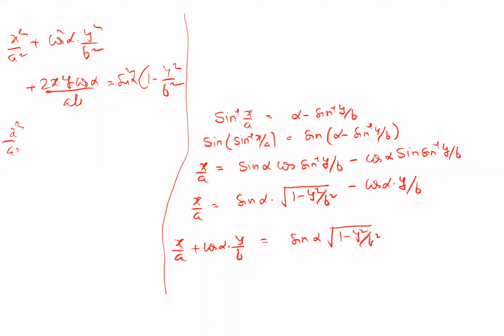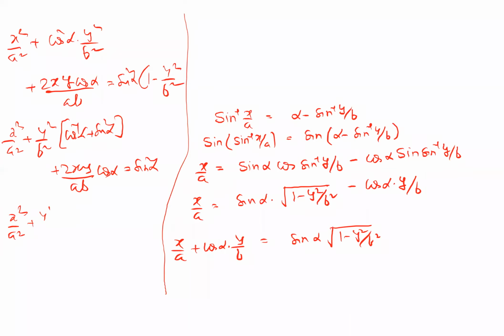We get x square upon a square plus y square upon b square times cos square alpha plus sin square alpha, plus 2xy by ab. Handwriting is not good, so please pardon me. So we get the required result: x square upon a square plus y square upon b square plus 2xy by ab cos alpha equal to sin square alpha. Please complete it. Purely formula based.